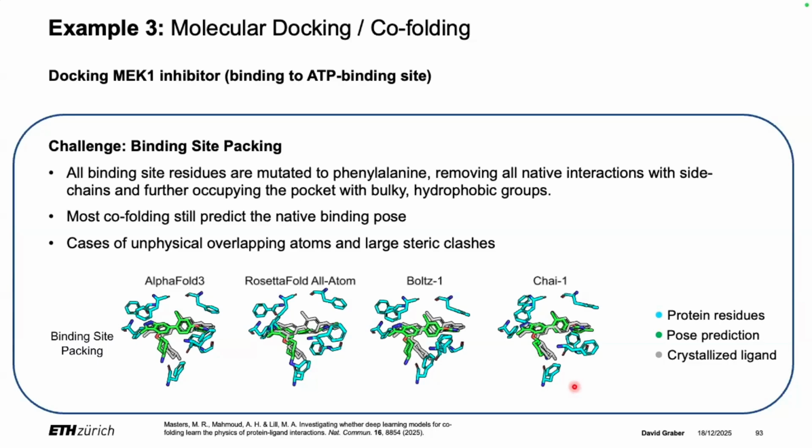And then the next challenge they did was this binding site packing. So it's similar to the previous challenge with adding a lot of unreactive amino acids to the pocket. But here they also mutated them to phenylalanine. So basically removing all interaction possibilities, but also occupying the pocket with really bulky hydrophobic groups. And then you can also see here that most of the co-folding models still predict this native binding pose. And there are cases of unphysical overlapping atoms and large steric clashes because the binding pocket is basically already full.